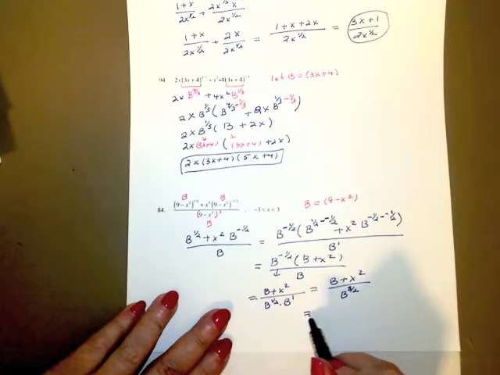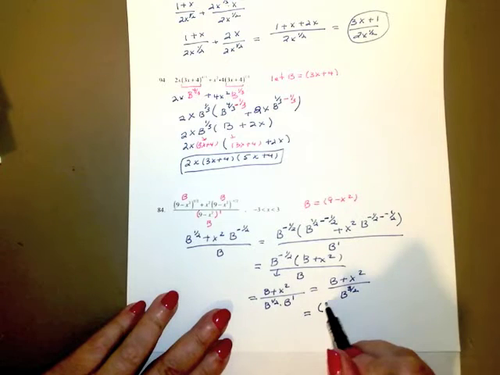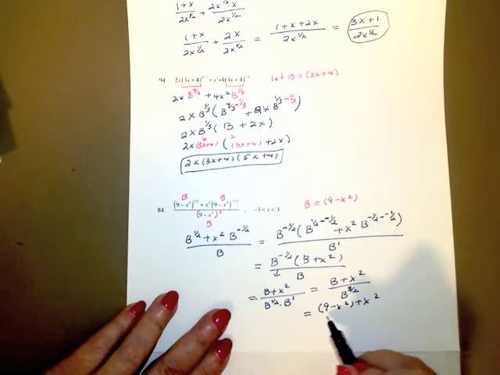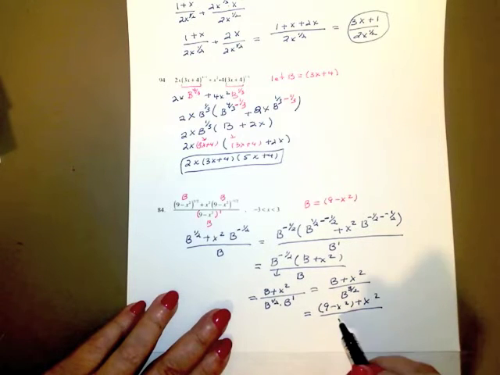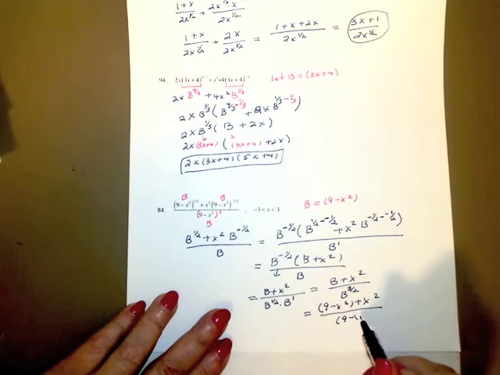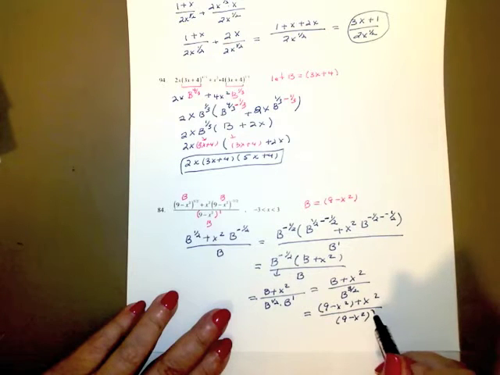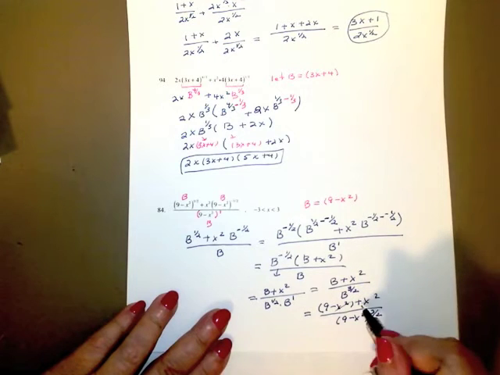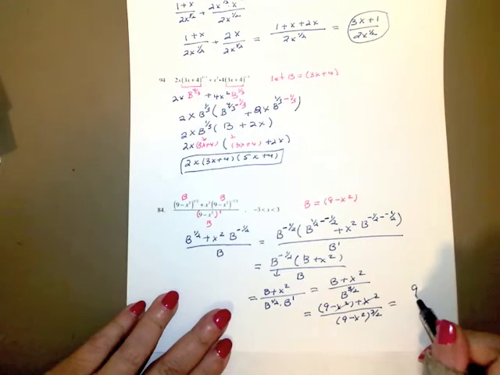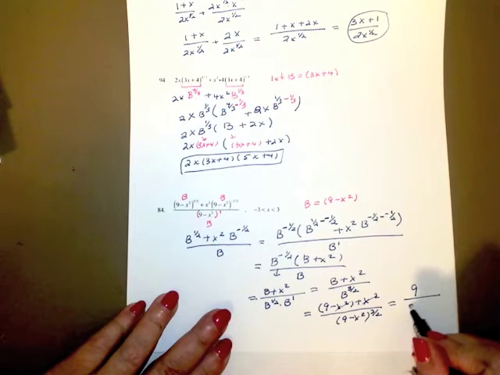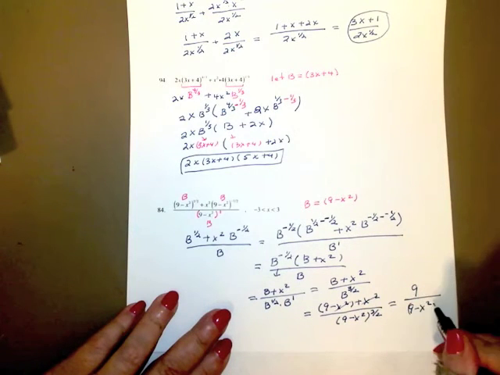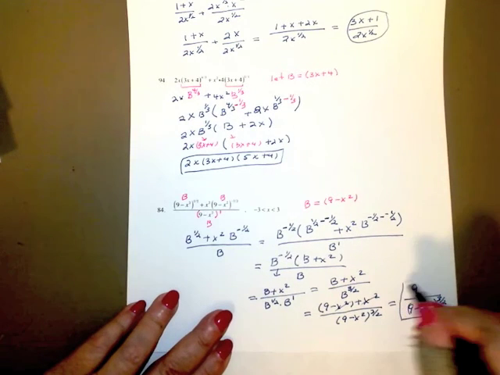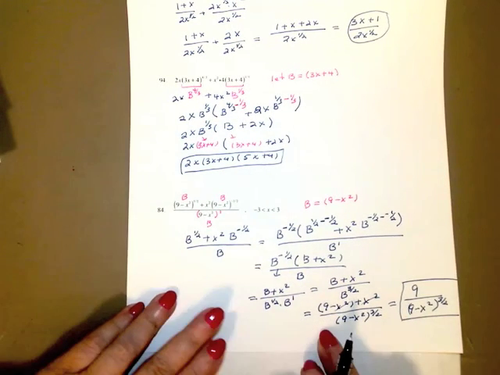So now I'm going to replace b by what it is, 9 minus x squared plus x squared, all over 9 minus x squared to the 3/2. Plus x squared minus x squared adds to 0. I'm left with 9 over 9 minus x squared to the 3/2 as my final answer.